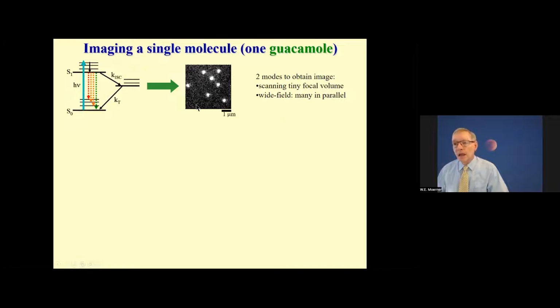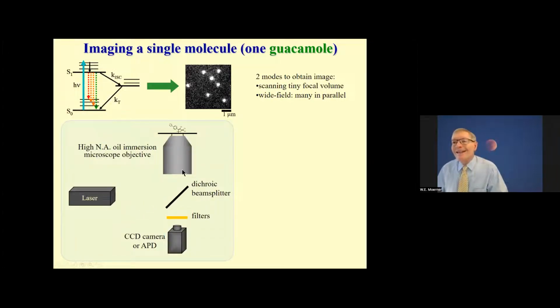This is an image then of the light from a bunch of single molecules. Each of these spots is the light coming from a molecule in a certain kind of detector. We'll talk about different kinds of machines that can detect the light, but we call this wide field, and it is one way of doing it, looking at the whole sample at once.